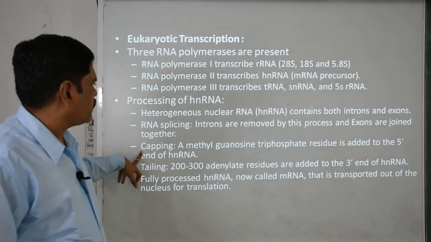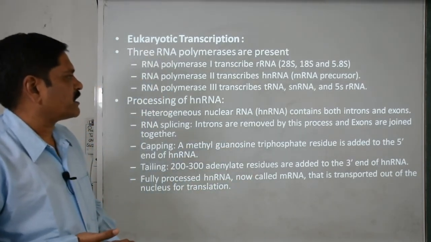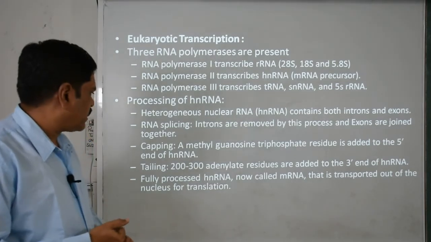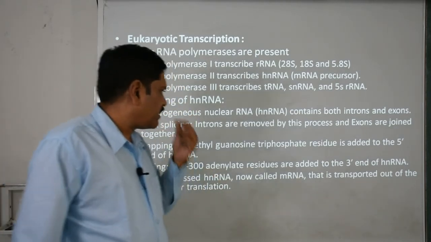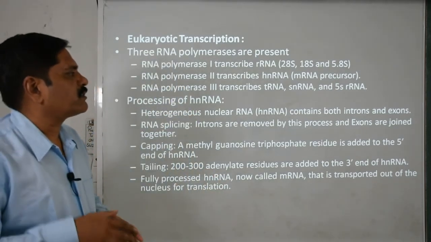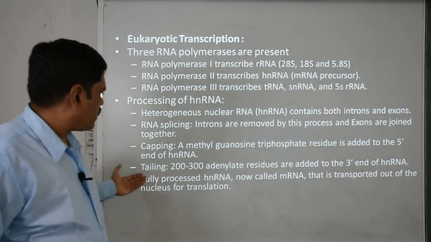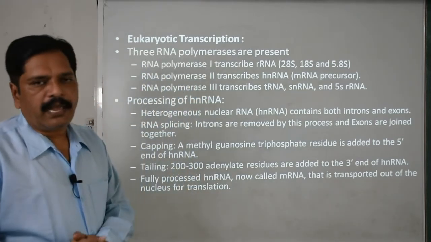And finally the capping. What is the capping? A methyl guanosine triphosphate residue is added to the 5' end of the heterogeneous nuclear RNA. And finally the tailing. 200 to 300 adenyl residues are added to the 3' end of the heterogeneous nuclear RNA. And finally the fully processed heterogeneous nuclear RNA is now called the mRNA.